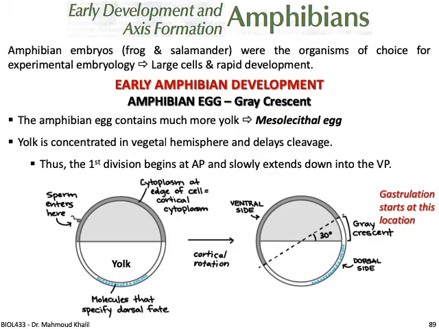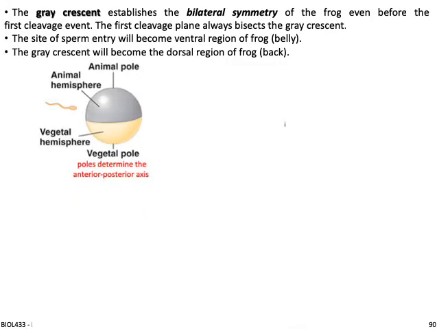So gastrulation begins and starts at that location. So this gray crescent established the bilateral symmetry of the frog even before the first cleavage event, because the first cleavage event bisects this gray crescent. So the site of sperm entry will become ventral, the belly, as in the figure, and the gray crescent will become the dorsal region of the frog, the back.